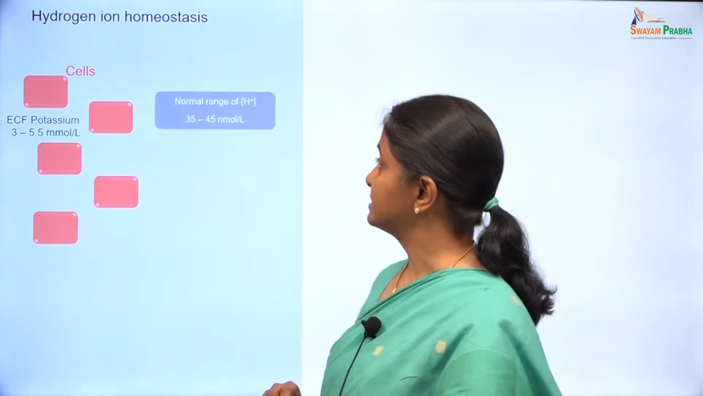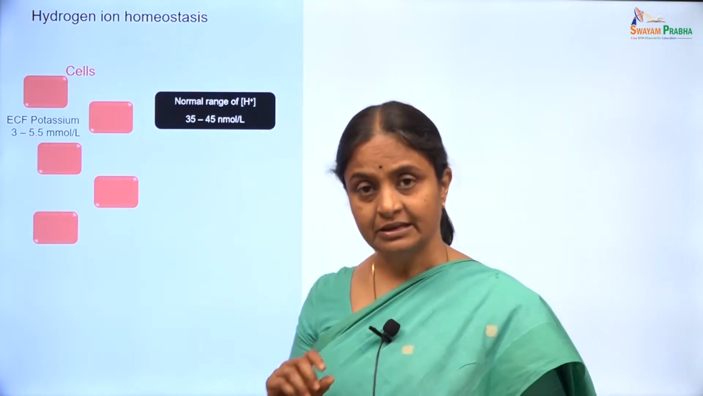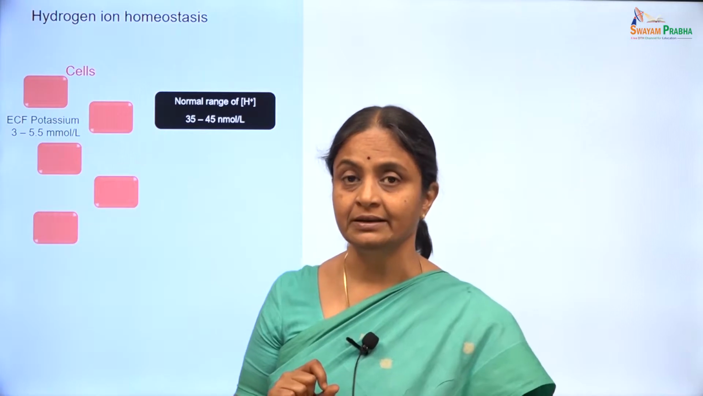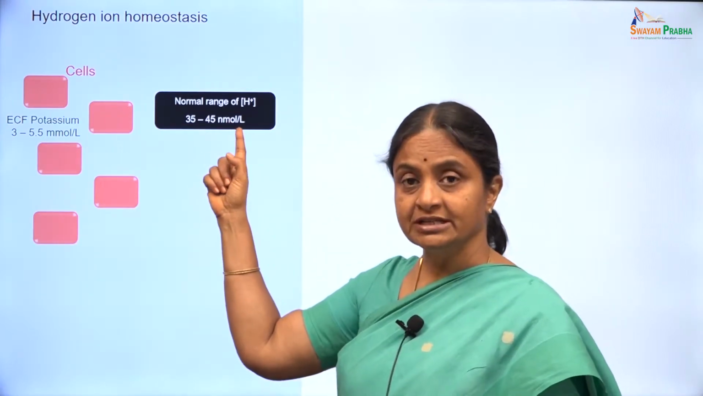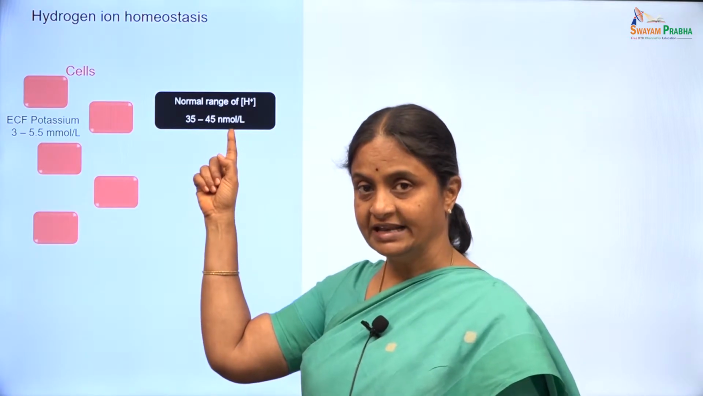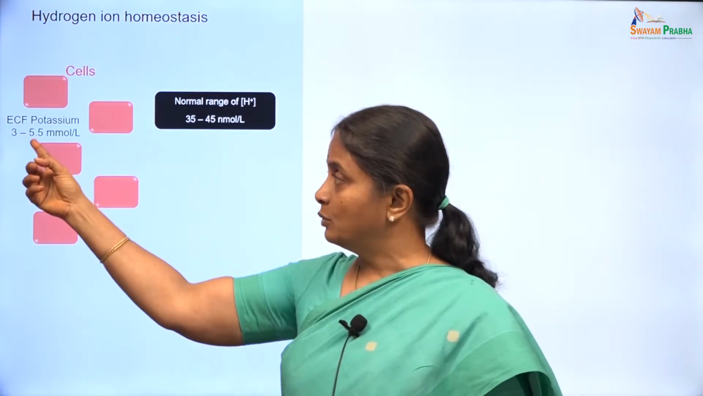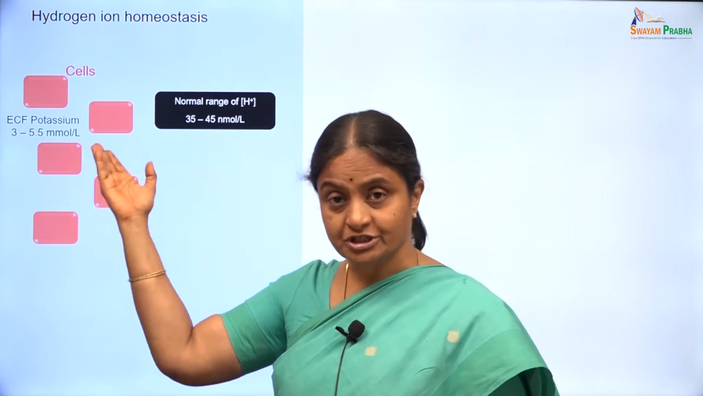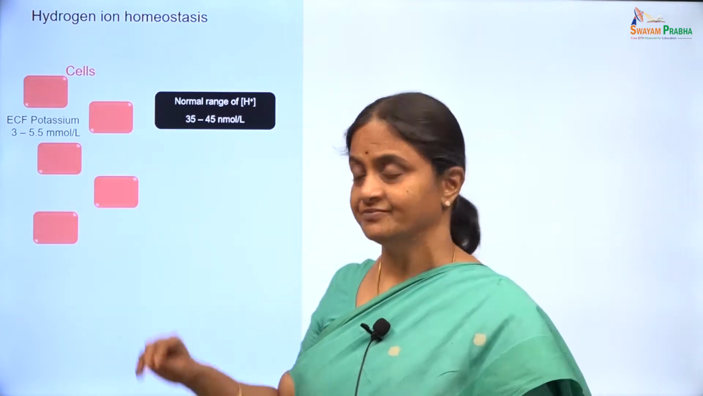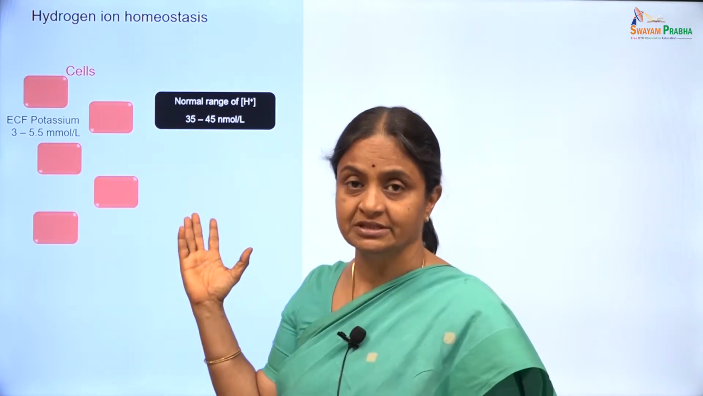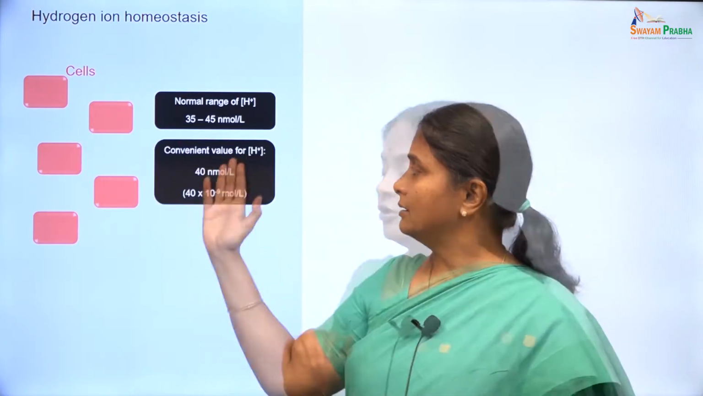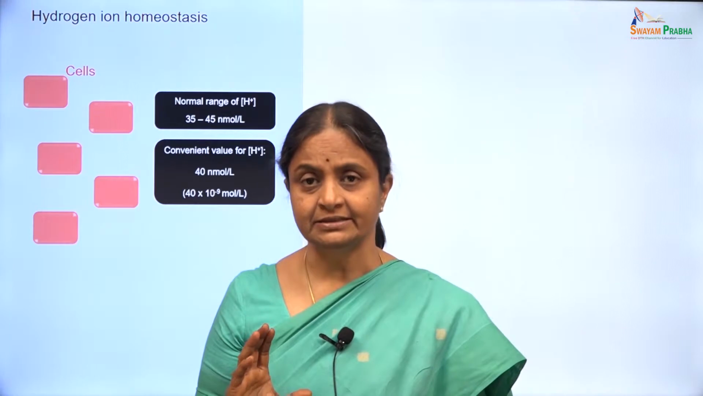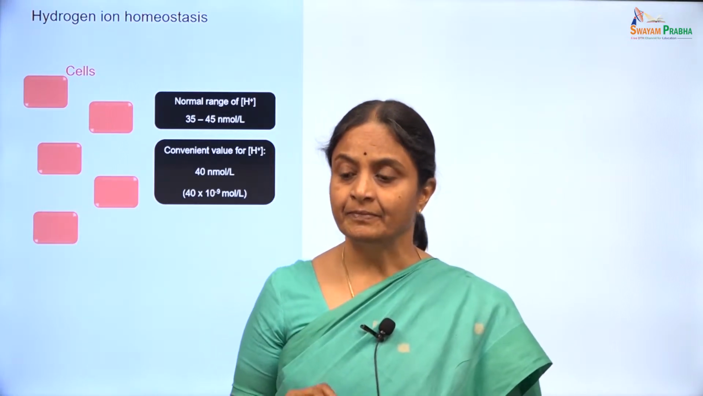And protons have to be maintained in a very tight range as well. And notice that the proton concentration is in the nanomolar range in extracellular fluid, whereas potassium concentration is in the millimolar range. So, this is about 100,000 times lesser. Let us take a convenient value of 40 nanomoles per liter for discussions further.